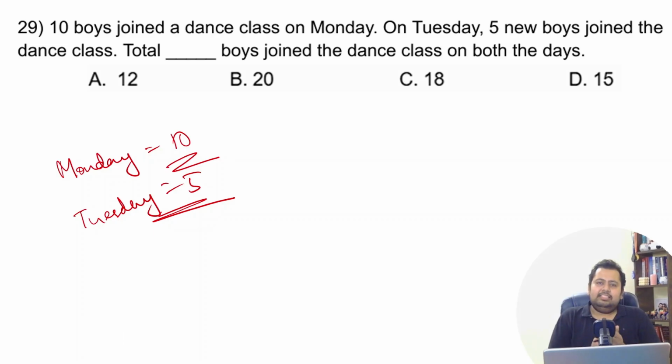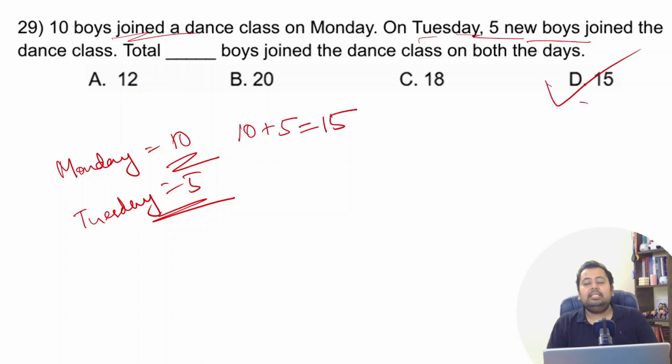Great. Again, an easy one, nothing but just addition. On Monday, 10 boys joined. On Tuesday, 5 more boys joined. So the total boys who joined on both the days is nothing but 10 plus 5. That is equal to 15. Option number D is the correct answer.